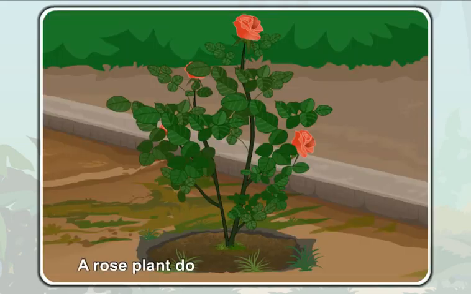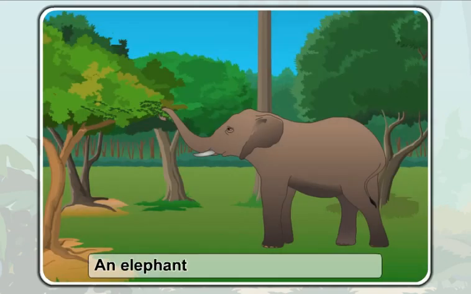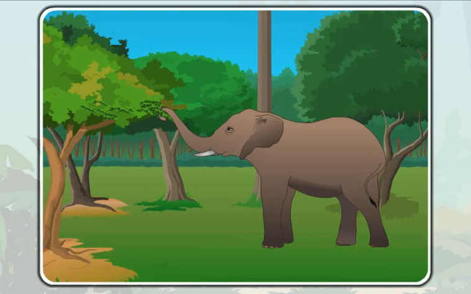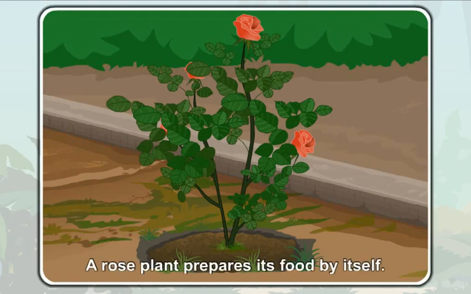But a rose plant does not search for its food. A rose plant can prepare its food by itself. An elephant cannot prepare its food, so it searches for its food. A rose plant can prepare its food, so it does not search for its food. It prepares its food by itself.